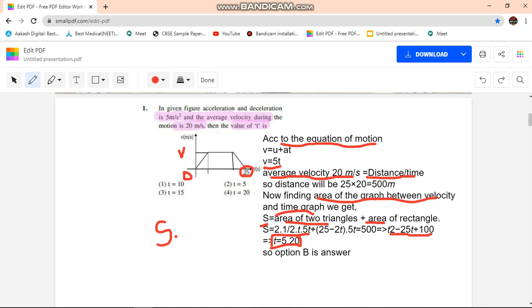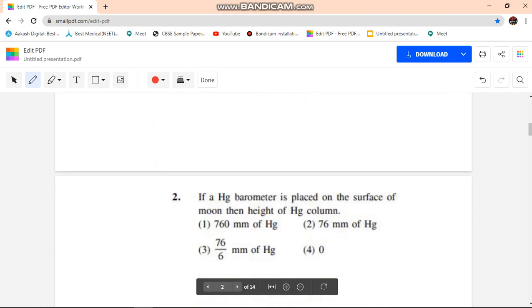We cannot take the value of t as 20 because we have to take the minimum value, and also it is not possible that here is 20 and here is the maximum value 25. So the correct option is option number B, time is equal to 5 seconds. Moving to our next question.